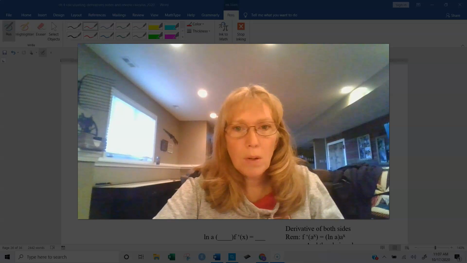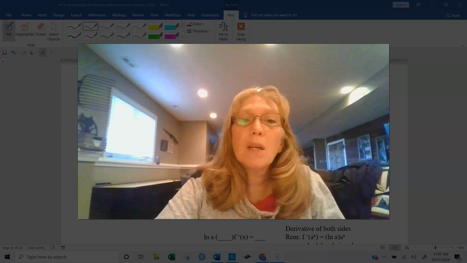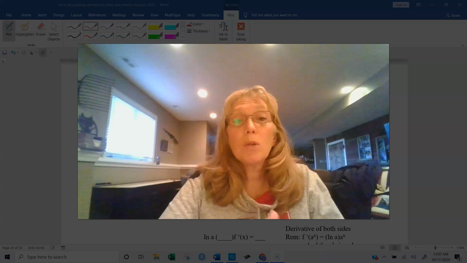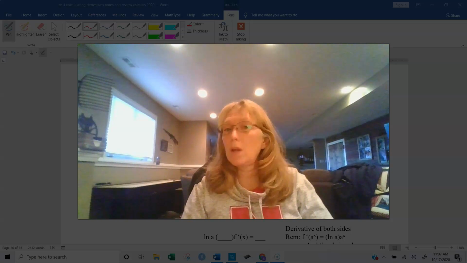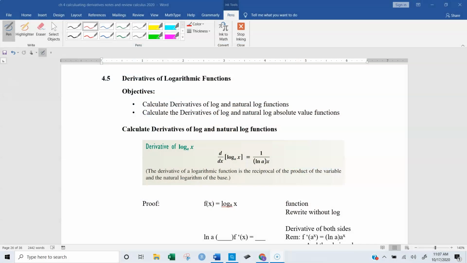This one here is the derivatives of logs and natural logs, those types of things. There are rules to follow. There are also proofs in here, which you will never have to reproduce in this class, but it's still good for you to see. So make sure you got 4.5 out, and let's go.